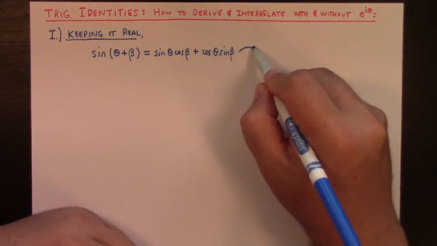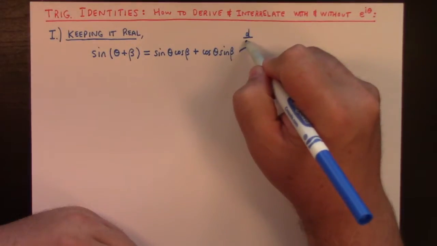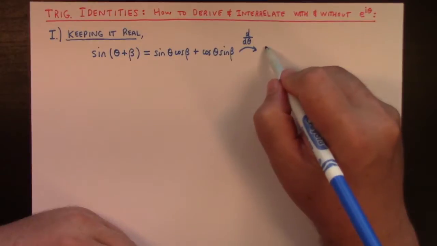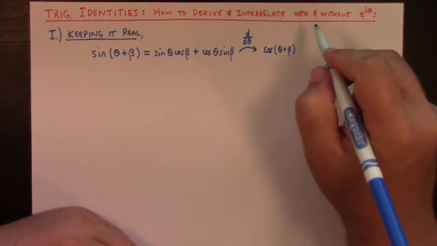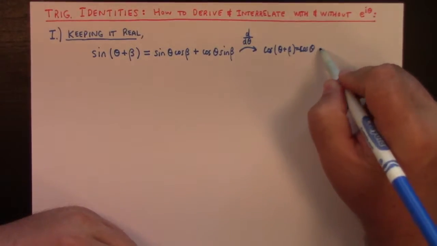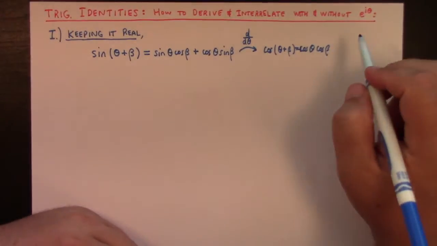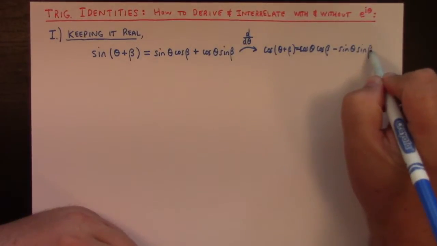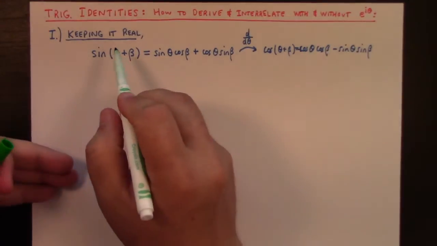Now, if you differentiate this with respect to theta, fixing beta as a constant, what happens? Well, you get cosine of theta plus beta equals cosine theta cosine beta, the derivative of sine being cosine, right? So minus sine theta sine beta. Alright, so there's your adding angles formulas for sine and cosine.